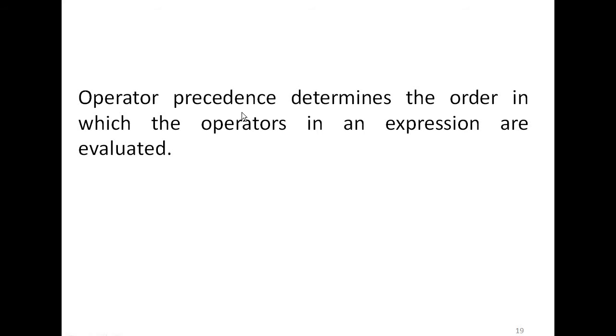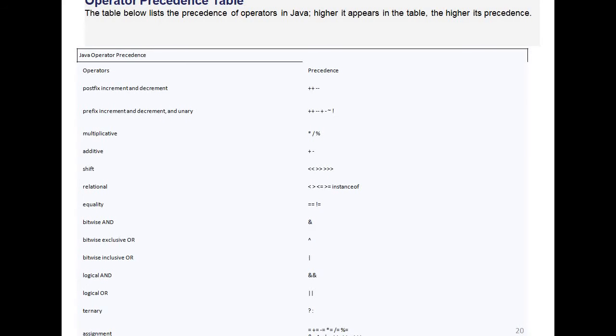Precedence of operators determines the order in which the operators in an expression are evaluated. Which operator will be evaluated first and which will be evaluated later. So this is basically the chart which shows you the precedence of operators, and you can see apart from the usual mathematical operators, we have some additional operators in Java like postfix increment and decrement, prefix increment and decrement, then we have the multiplicative operators, additive, shift, relational, equality, bitwise AND, bitwise exclusive OR, bitwise inclusive OR, logical AND, logical OR, ternary, assignment.